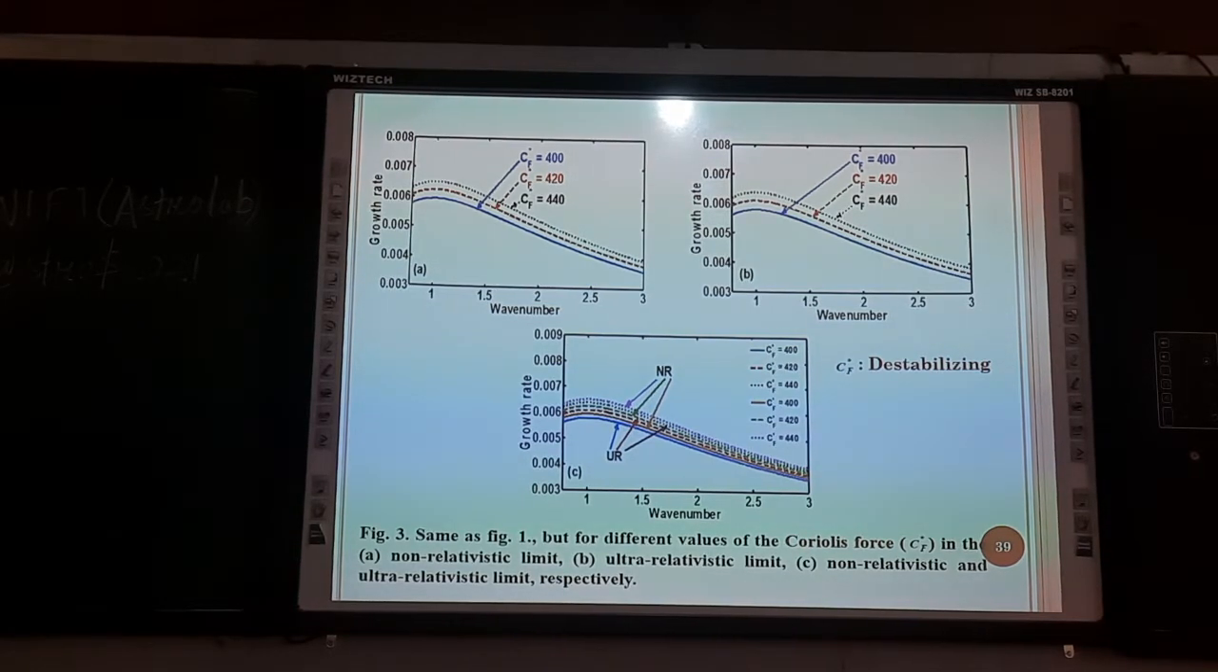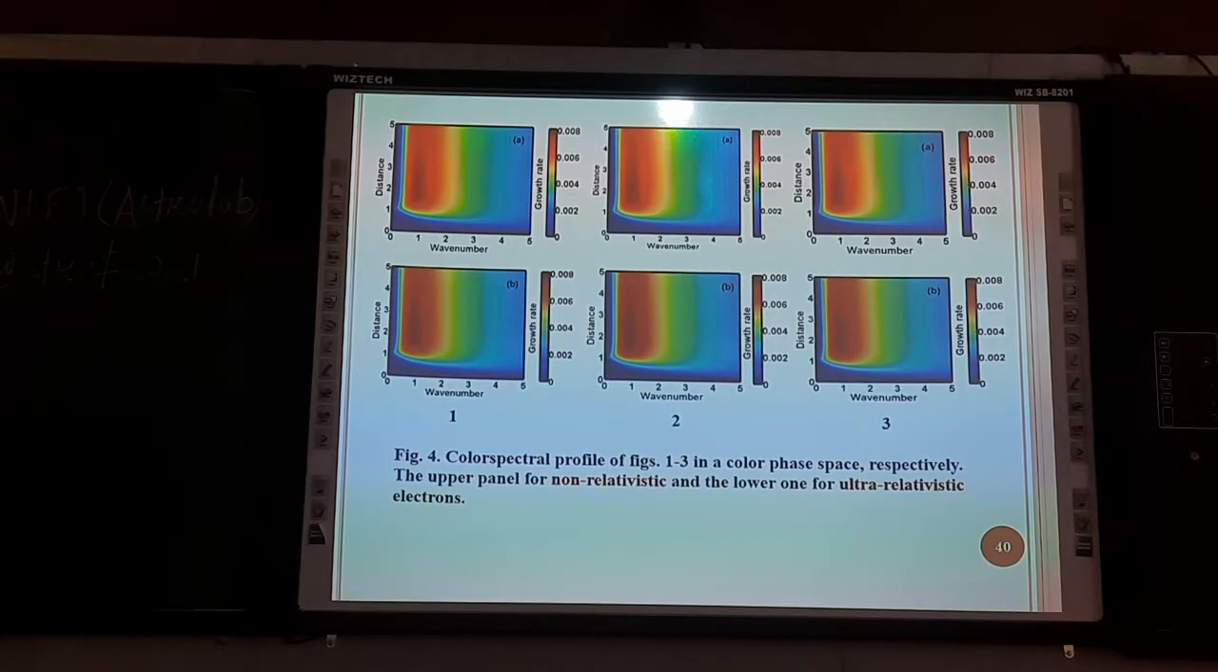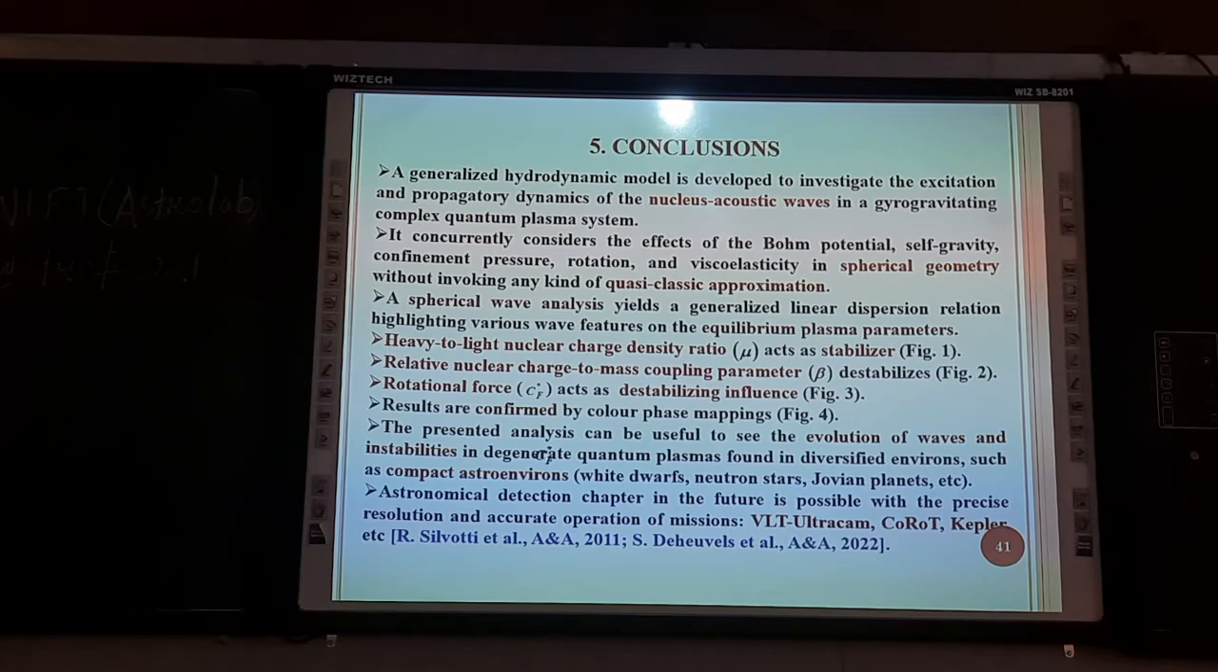So after this, the entire picture in both the non-relativistic as well as relativistic regime has been verified with the color spectral profiles, okay? And accordingly we have verified, okay? So it is fine, it is going on fine. And after that, these are our main conclusions derived so far, okay?